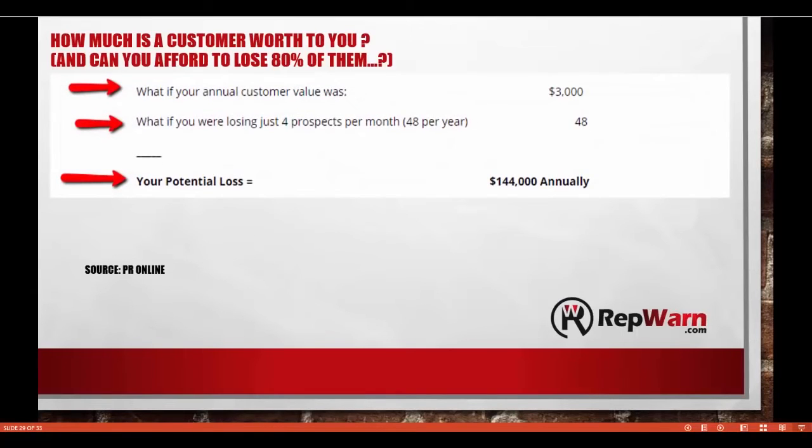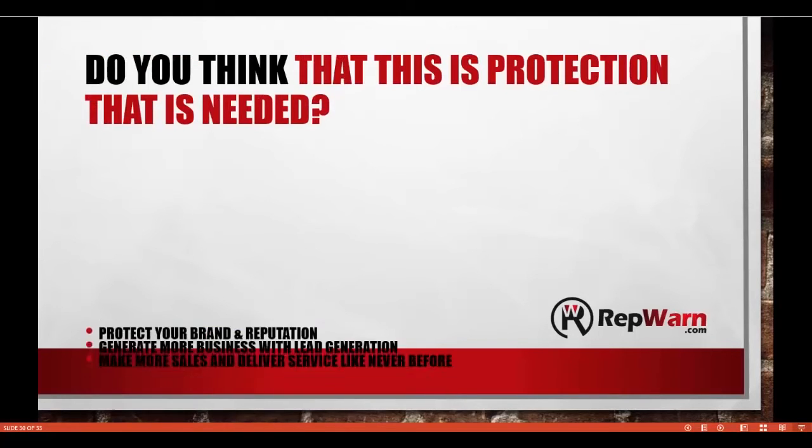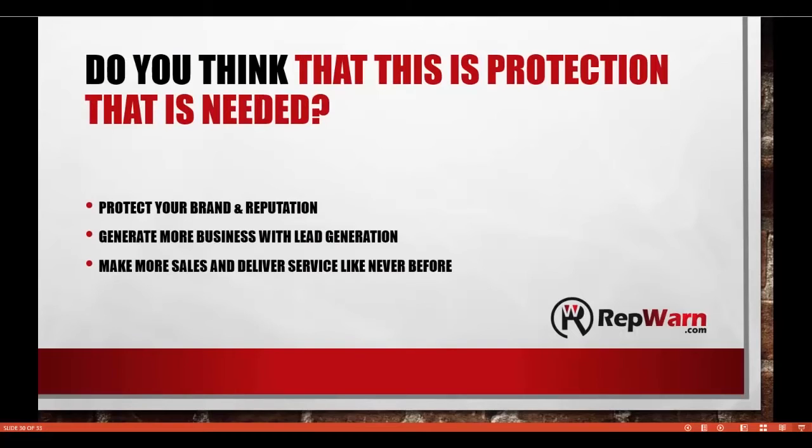So again, I don't know what your numbers are, but that PR site we talked about at $3,000 per customer, if you were just losing 4 prospects a month, that's $144,000 a year. So do you think that this protection is needed? And do you think that the web is moving faster or slower? And you think it will increase or decrease? Of course, it'll increase. And this ability for people to influence the business or the ongoing welfare of a business with their social media tools is going to only get stronger.